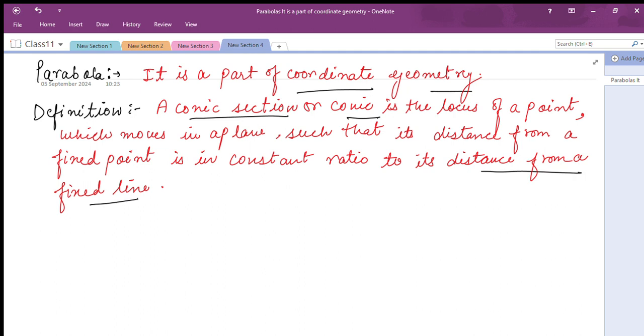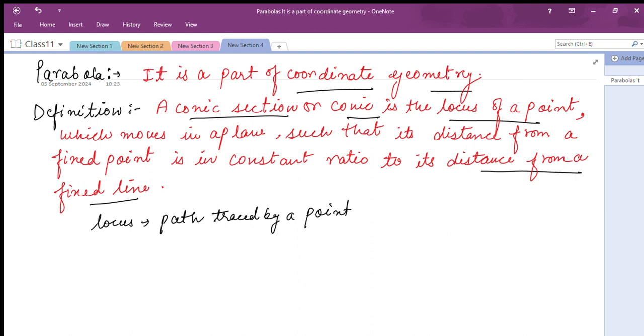So what is the locus of the point, or what is the locus? Locus is a path traced by a point. So parabola is also a path, and ellipse is also a path. So let me explain this definition.